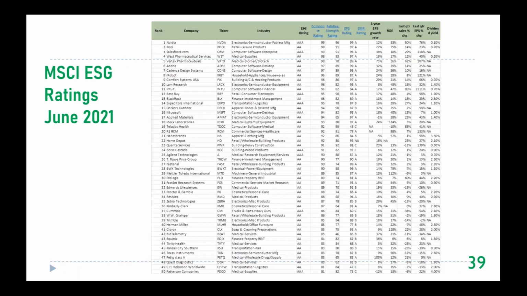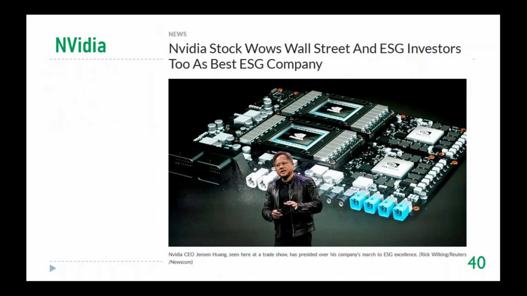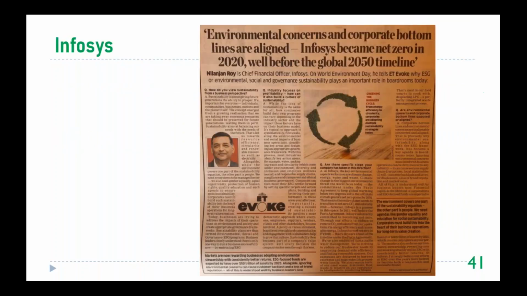At this point in time, there are a few leading ESG rating companies. For example, NVIDIA is touted as having one of the best ratings in the world at the moment for a variety of reasons. And you can see that. There are a number of articles that show that investors, Wall Street and ESG investors are interested in NVIDIA as being one of the top companies with good ESG.